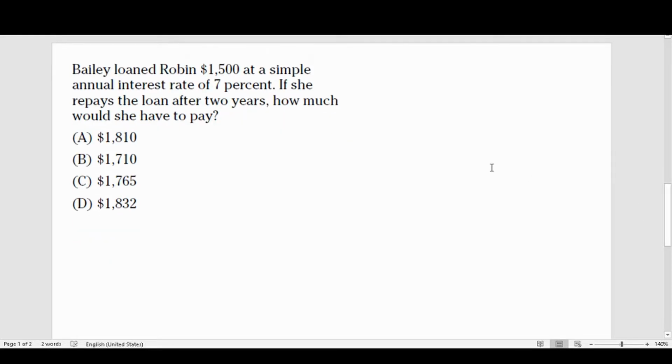All right, second question. It says, Bailey loaned Robin $1,500 at a simple annual interest rate of 7%. If she repays the loan after 2 years, how much money would she have to pay? Okay. So in this case, I'm going to write down the formula first, and let's go ahead and plug things in accordingly. We don't know what the interest is. We're trying to figure that out.